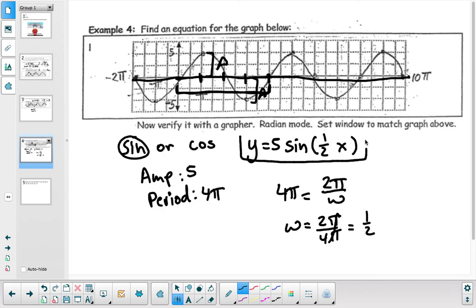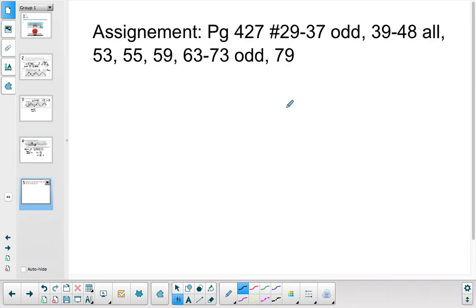And there you go. All of these graphs are in radian mode. You can still graph them using degrees, but if you want to check your work, make sure your calculator is in radian mode. I'm going to save you from me doing that, but that's all I have for you on this one. Make sure you stop by office hours if you had any questions.